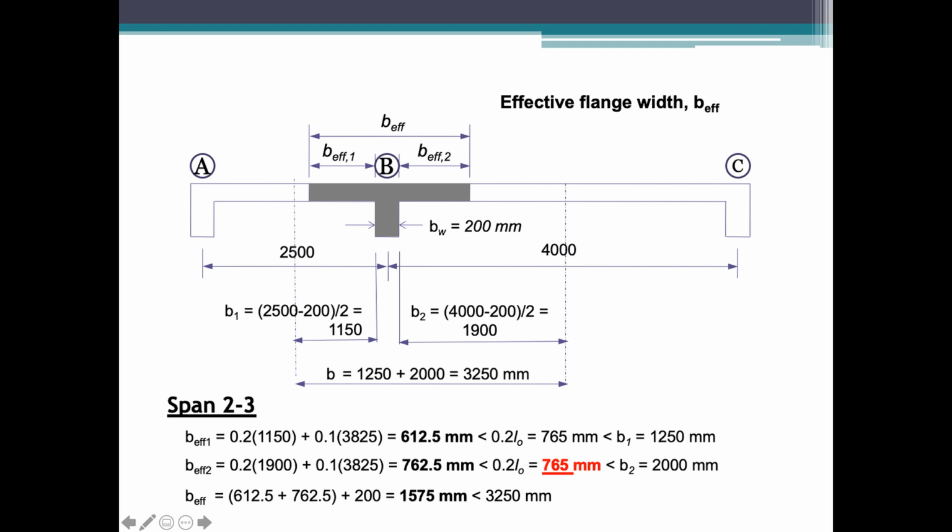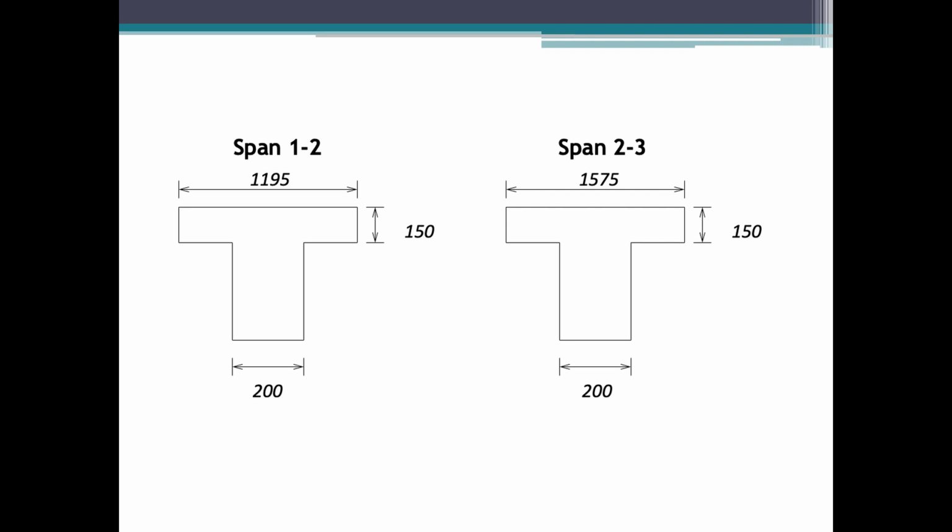For span 2-3, the same procedure is applied, and we get BEFF equal to 1575, which is less than the actual B of 3250. So now we have established that BEFF for span 1 is 1195 and for the second span is 1575. So for the design of the flexural steel, the span 1-2 B effective will be used in the calculation of K, where B is equal to B effective, because this is the area that experiences the compression, and this compression area will be accounted for during the calculation of the steel area required by the section.